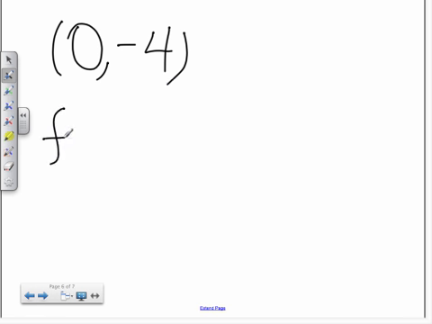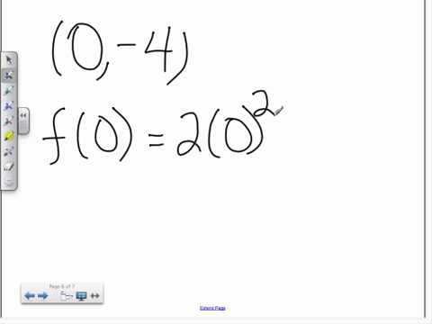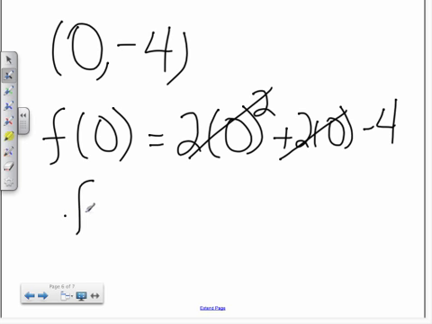But I just want to double check to make sure you guys really get this. All I have to do is really figure out what f of 0 is, because the y-intercept always happens when x is 0. So it'd be 2 times 0 squared plus 2 times 0 minus 4. These cancel out, and that's why f of 0 equals -4. Okay?